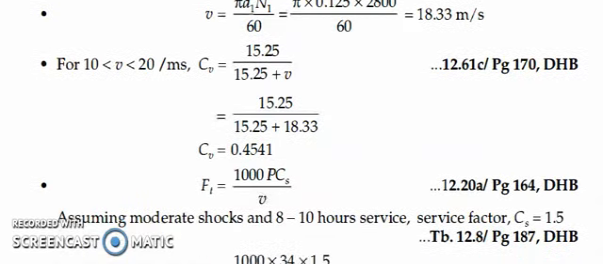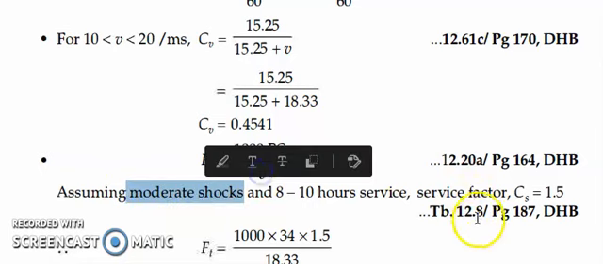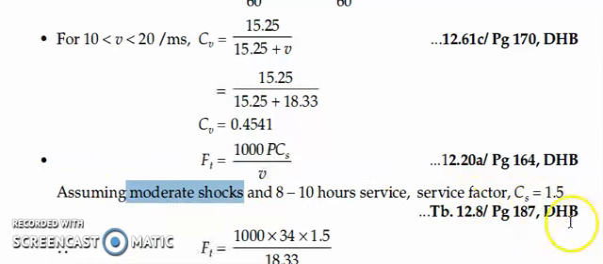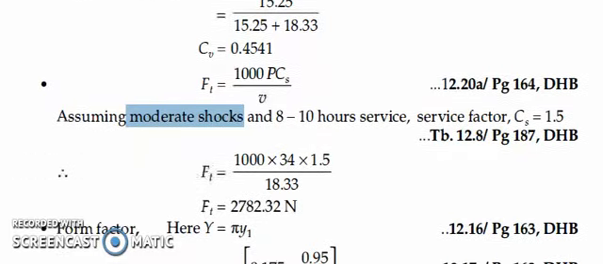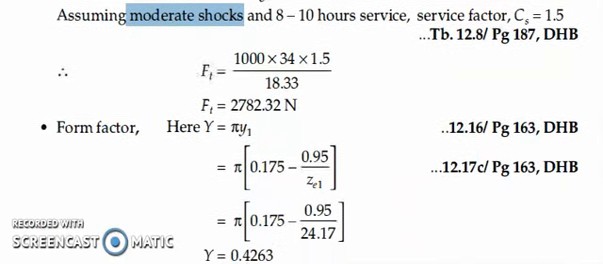After that we can take the value of Ft is equal to 1000 P Cs divided by V. Here we need an assumption, that is, assume that the gear is working for 8 to 10 hours service and consider it is for a moderate shock. So from table 12.8 we can take Cs is equal to 1.5. After that we can calculate Ft, that is equal to 2782.32 Newton.